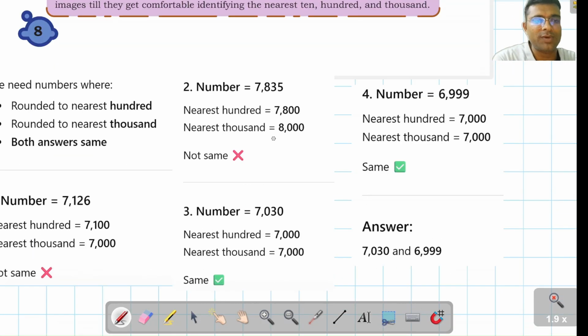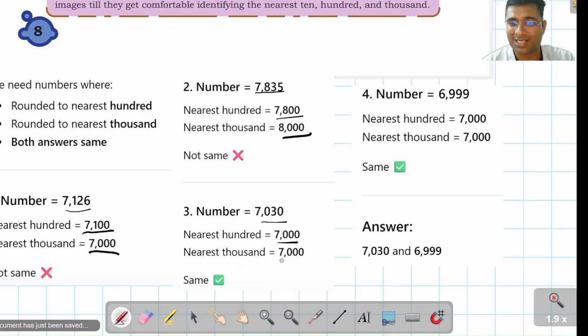So starting from the first option, that is 7126, its nearest 100 will be 7100 and its nearest 1000 will be 7000, and you can see both are not same. So this is not the correct answer. Coming to the second option, that is 7835, its nearest 100 will be 7800 and its nearest 1000 will be 8000. So obviously these are also not same. Coming to third, that is 7030, its nearest 100 will be 7000 and its nearest 1000 will also be 7000, and both are same. So this is the correct answer.